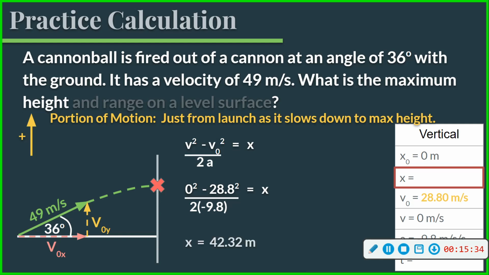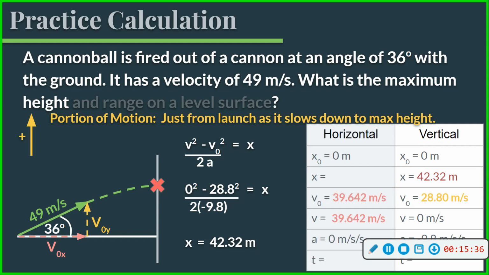Okay. So we're going to get a negative value in the numerator, a negative value in the denominator. Those negatives will cancel each other out, and you'll end up with a positive value. In this case, that positive value is 42.32 meters. So that's our maximum height. We can't get any taller than that based on that initial velocity.